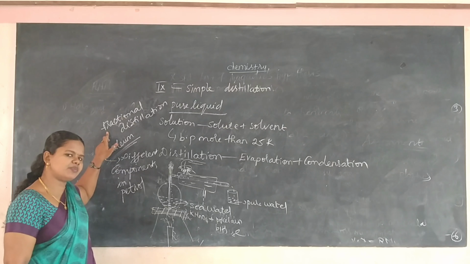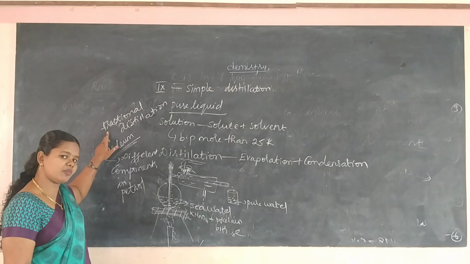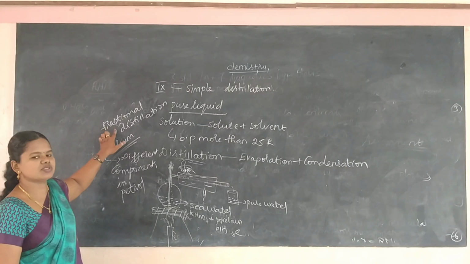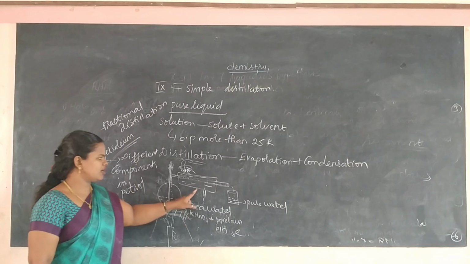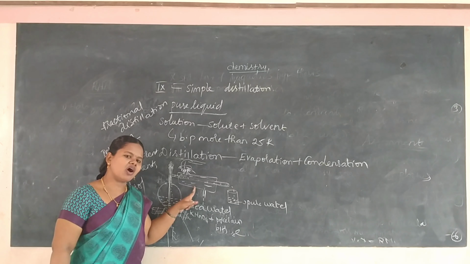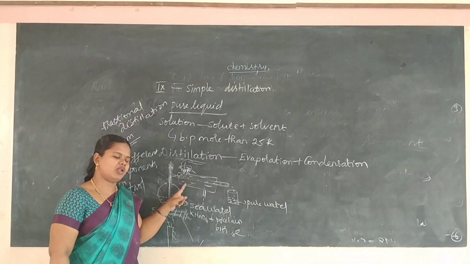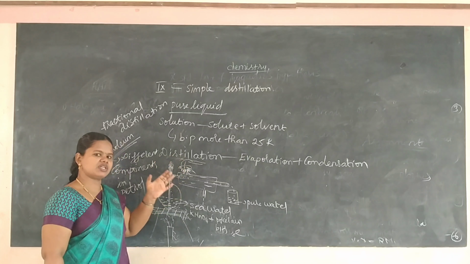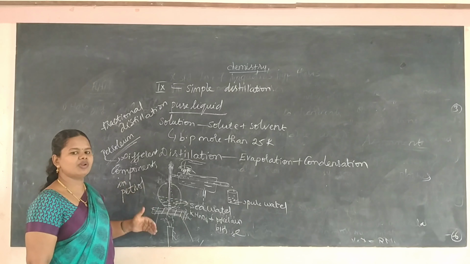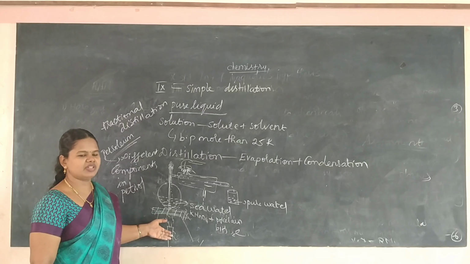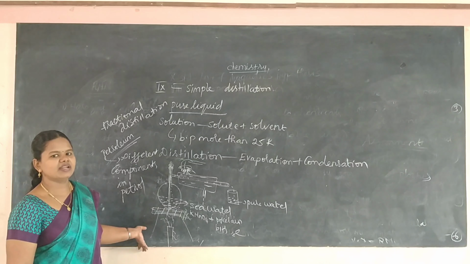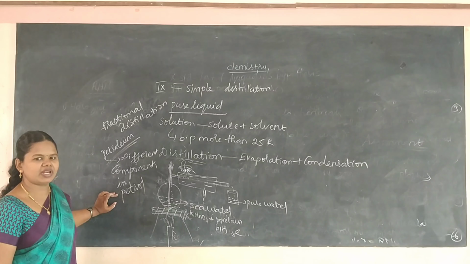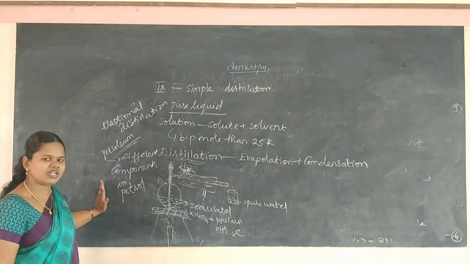So when two miscible liquids are present whose difference in boiling point is less than 25 degrees, those liquids can be separated using fractional distillation. Instead of this condenser, a fractionating column will be present. What is this fractionating column? When you take petrol, at different temperatures, different liquids will be separated. One by one you can separate everything. That is known as fractional distillation. So it is used to separate the different components of petrol, in the petroleum refining industry.